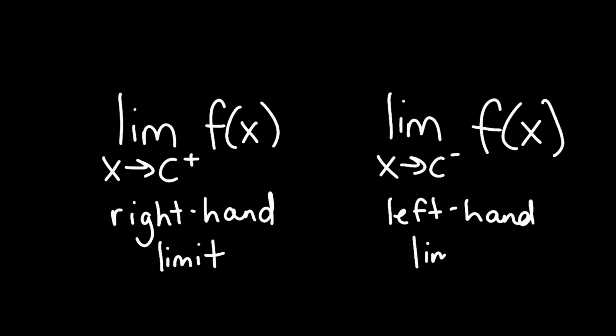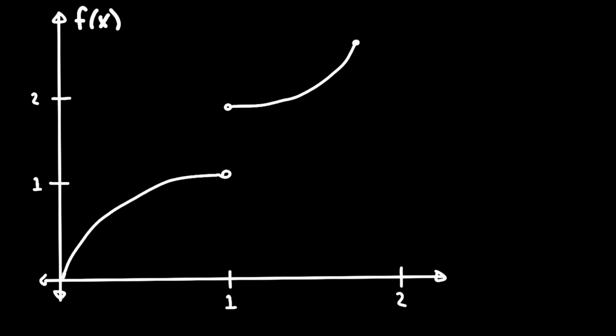And although you may not know what these mean for now, we're going to look at a graphical model to see exactly what it means to take a right-handed or left-handed limit. So, given this function, we're going to take the limit as x approaches 1 from the right of f of x, and the limit as x approaches 1 from the left of f of x.